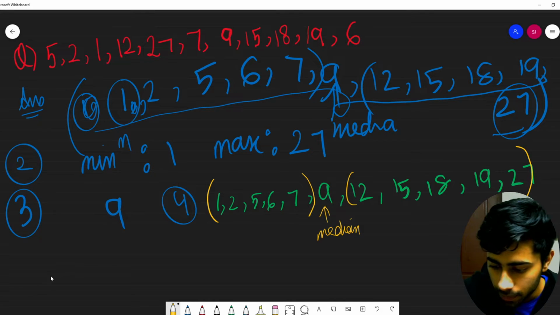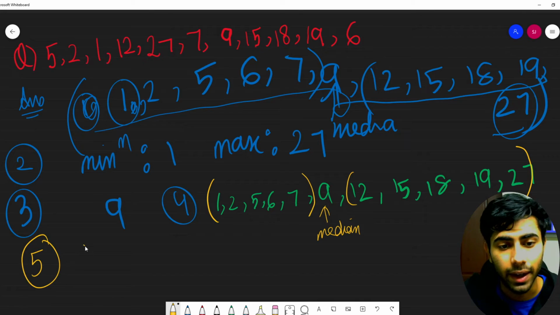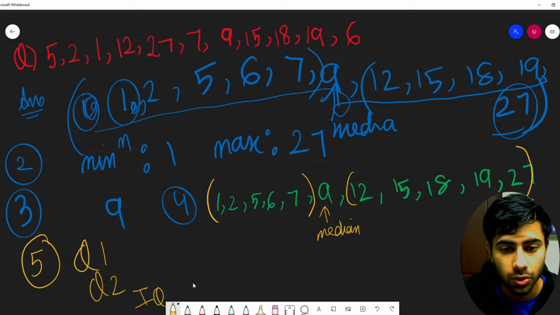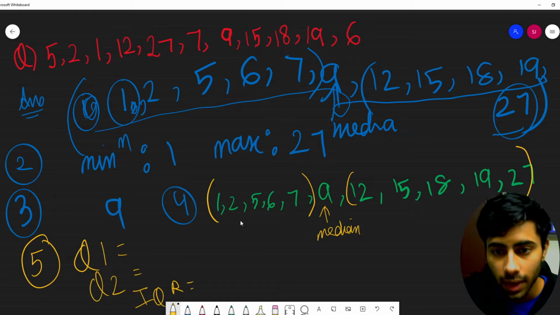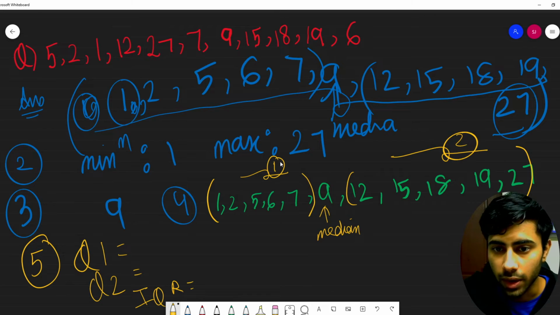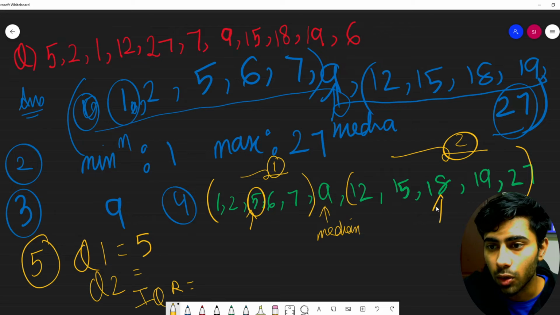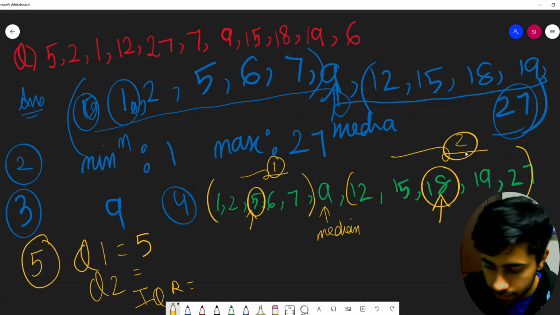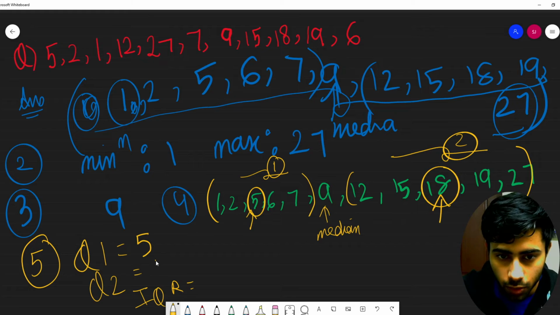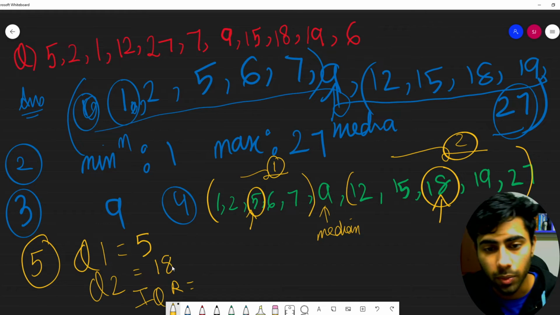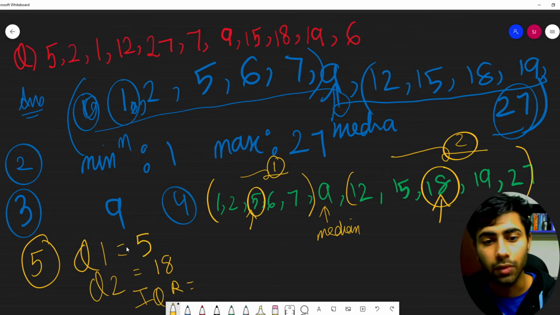Now in the fifth step, I have to calculate my quartile 1, quartile 3, and my interquartile range. So my quartile 1 is going to be the median of my subgroup 1. This is my subgroup 1. This is my subgroup 2. So quartile 1 is going to be the median of this. So this is going to be my first quartile. That is 5. And my quartile 3 is going to be the median of my subgroup 2, which is going to be 18. So my quartile 3, that is my 75th percentile, is going to be 18, and my 25th percentile, which is equal to my quartile 1, is going to be 5.